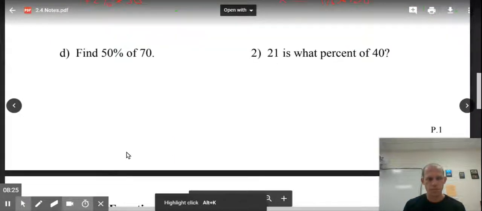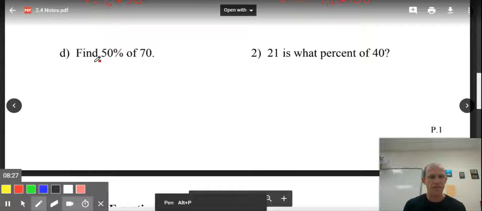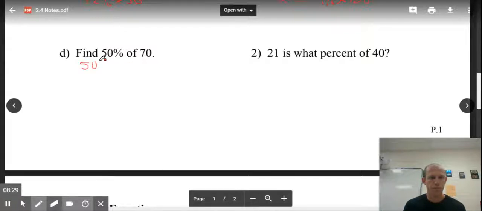Scroll down and do a couple more. Find 50% of, of means multiply, 70. Same thing, know what is there. I just have to do that.